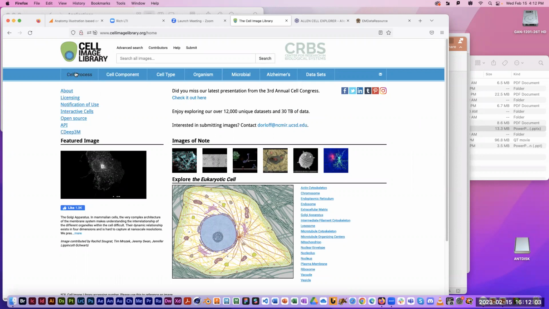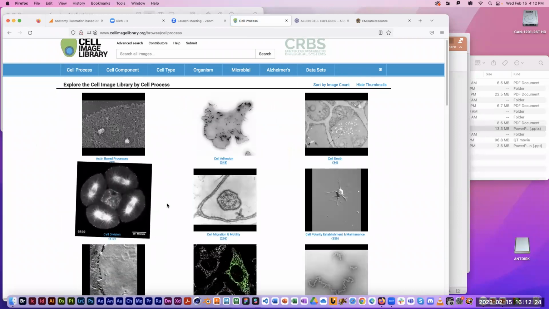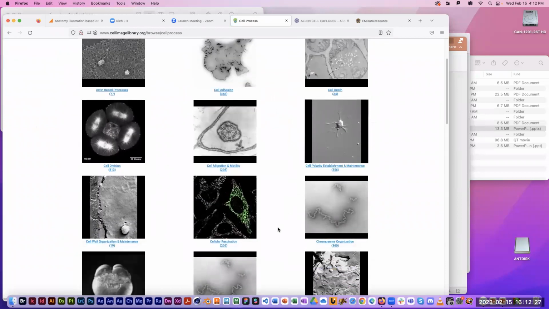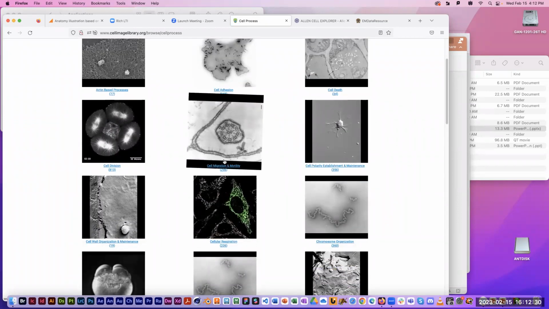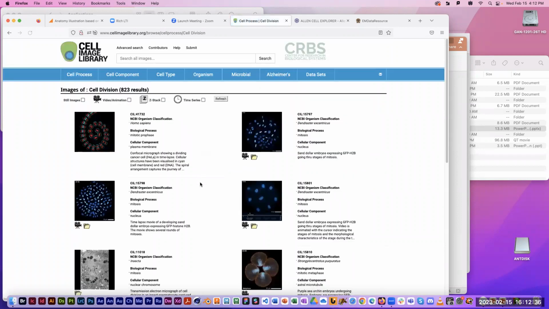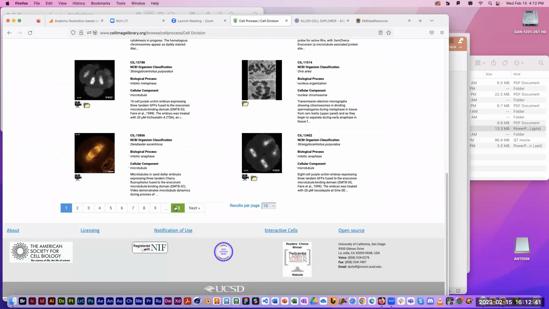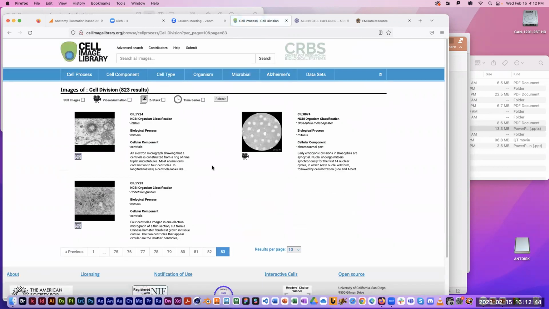You can search the Cell Image Library by cell process. So if you're interested in some cellular process like cell division, or I don't know if you can look up something like electron transport or some physiological process, but if we click on this, you see cell adhesion, cell death, like the process of apoptosis, cell migration and motility, here's cell division. If you click on any one of these, you see all kinds of images of cell division. There's 83 pages of different images of cell division.